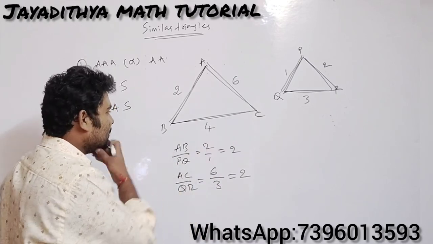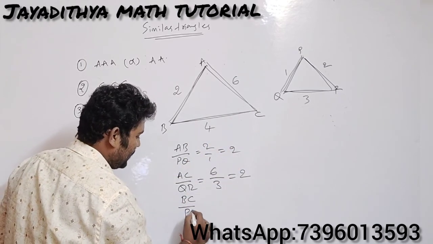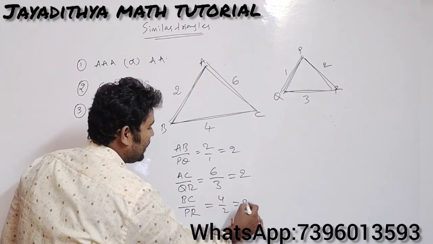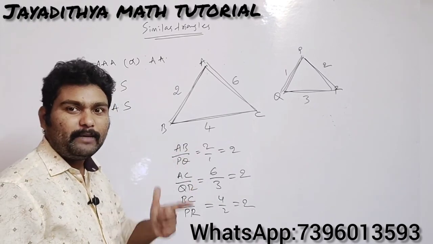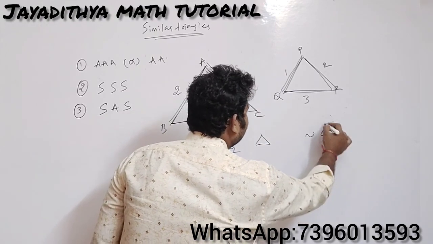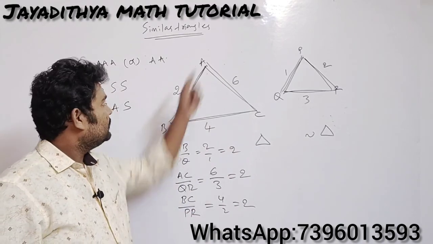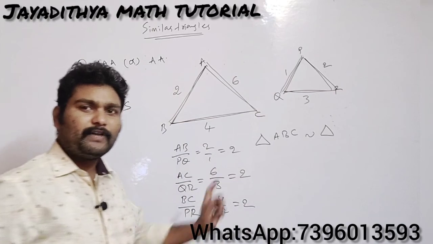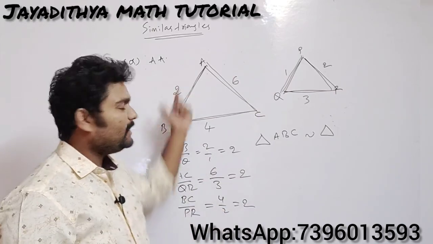And what is the other side remaining here? That is BC and PR. See here, BC by PR equals 4 by 2, and now it is equal. So how do we write the statement now? Writing the statement is very important. You need to take another triangle, right? The first triangle you write as you wish, according to the requirement in the problem. So I am taking triangle ABC here.